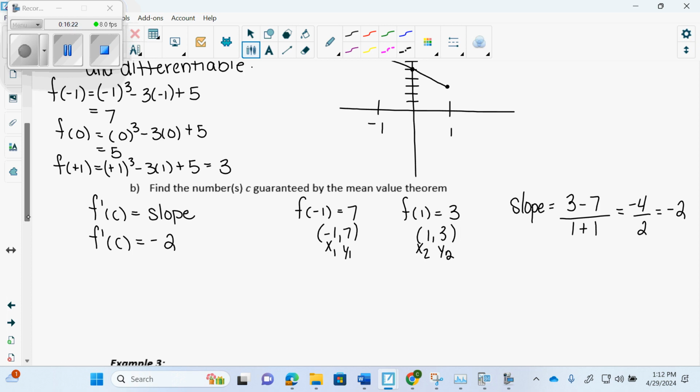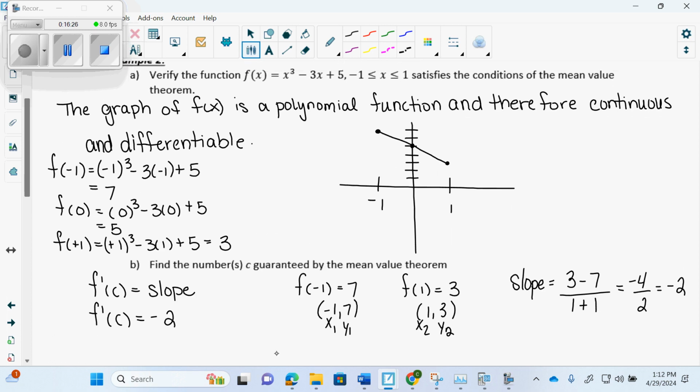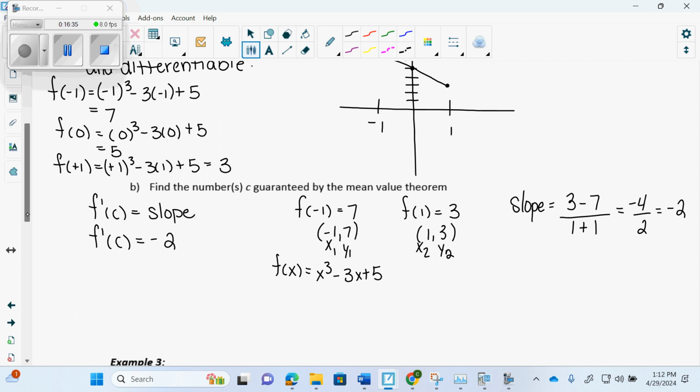What is the actual equation of the original? The equation of the original, f of x is equal to x cubed minus 3x plus 5. We want f prime of x. What's it going to be? 3x squared minus 3. And they don't want f prime of x, they want f prime of c, which is the exact same equation but with c's. That's it. Do you agree?